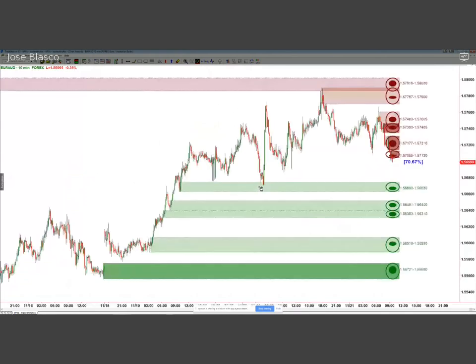This is a cross pair. So you just input the euro Aussie dollar. You just need to wait for the data to be loaded on my chart. And here we go, and now it's giving you 70%. So now you know what to expect.